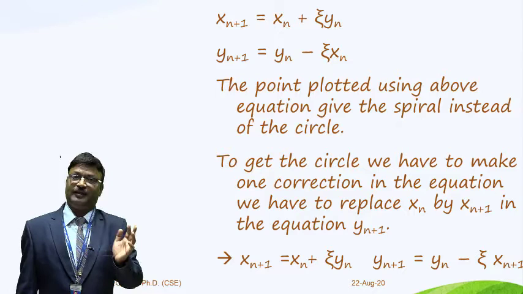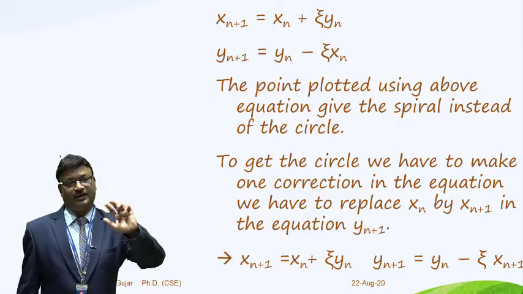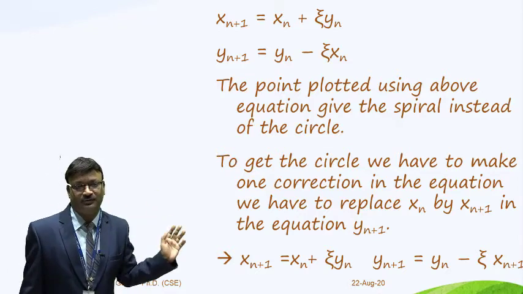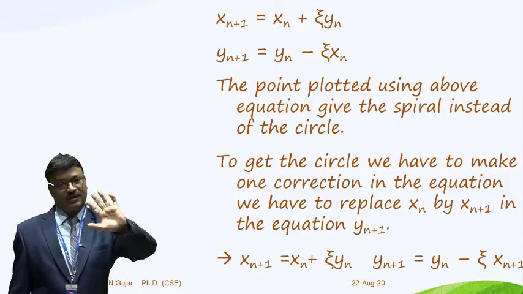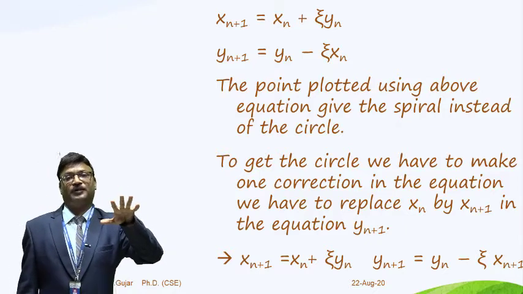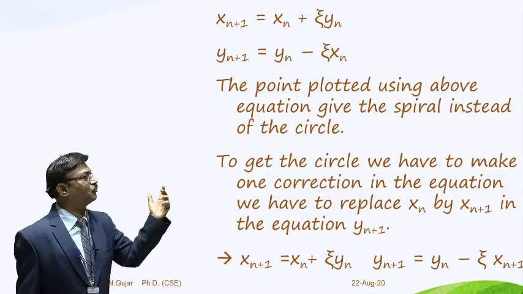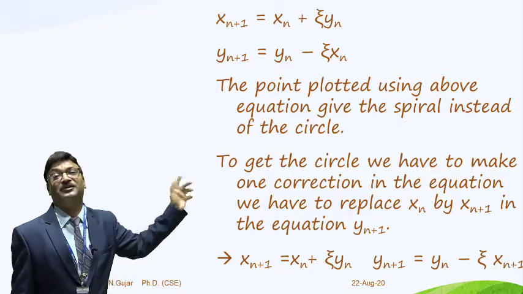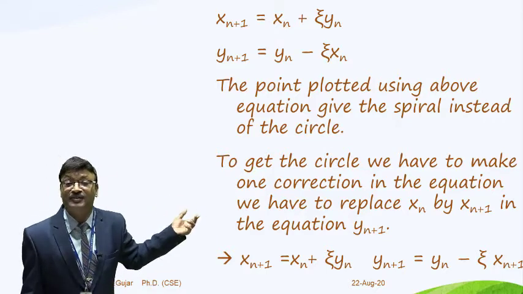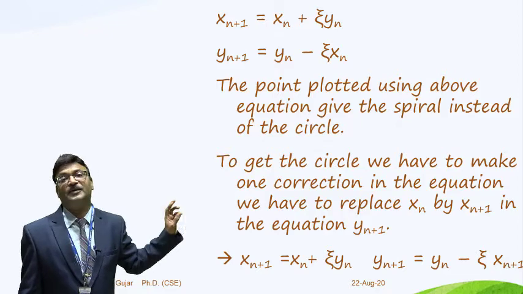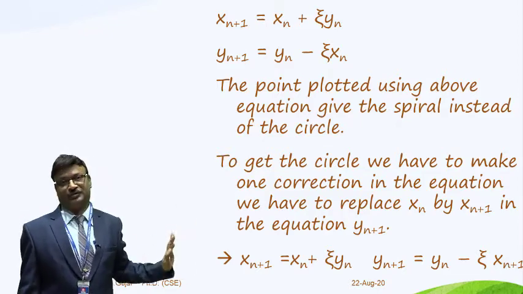So x(n+1) is xn plus epsilon yn, and y(n+1) is yn minus epsilon xn, okay. So now the point I have plotted is over here, but that plot gives only a spiral, not the ellipse type, so you have to do a little bit of modification: replace the xn value with the x(n+1) value in your y(n+1) equation.